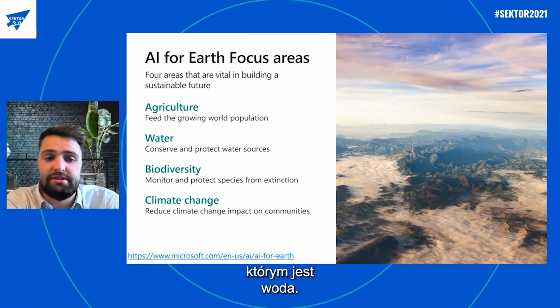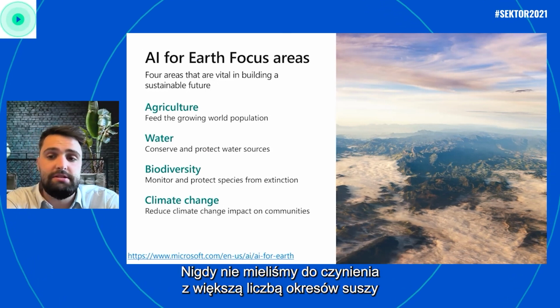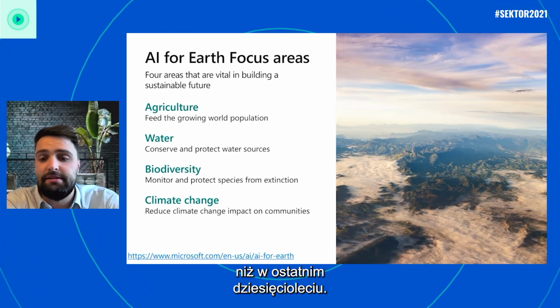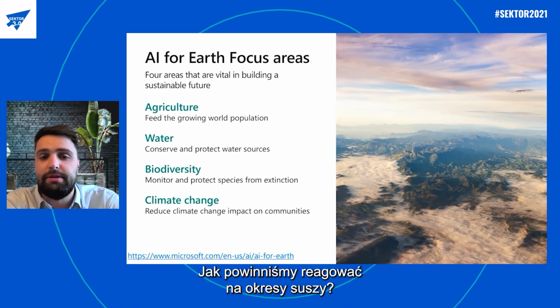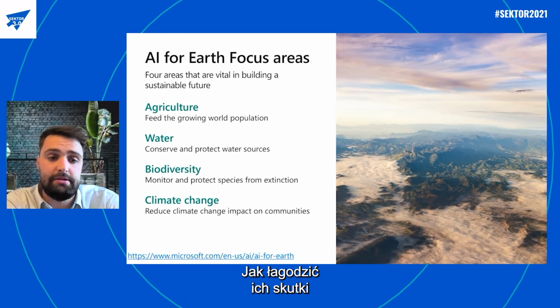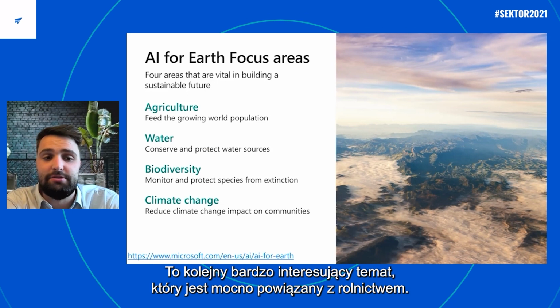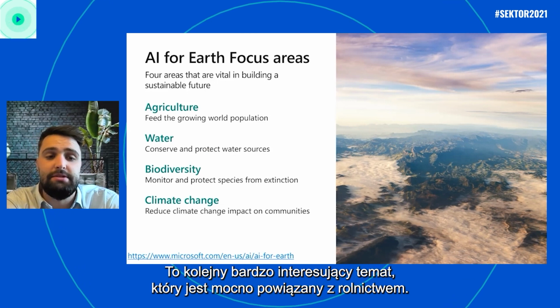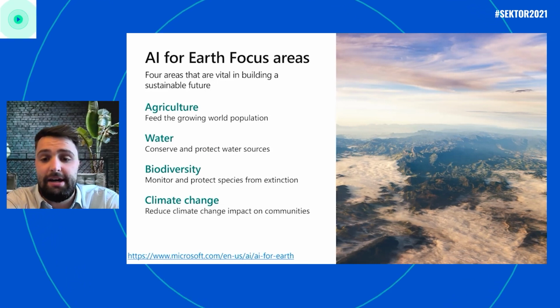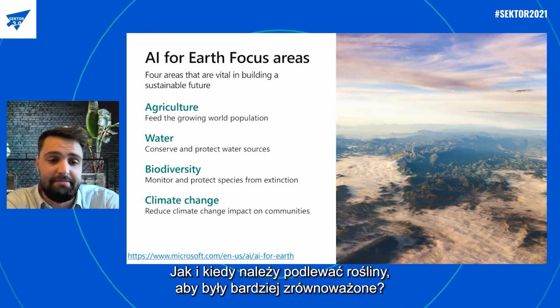So conserve and protect water sources. We have never seen more drought periods than in this last decade. So how do we react and respond to drought periods? How do we mitigate and adapt? And this is a super interesting one as well, because it is interconnected with agriculture, because how and when do we water the plants to make a more sustainable product?